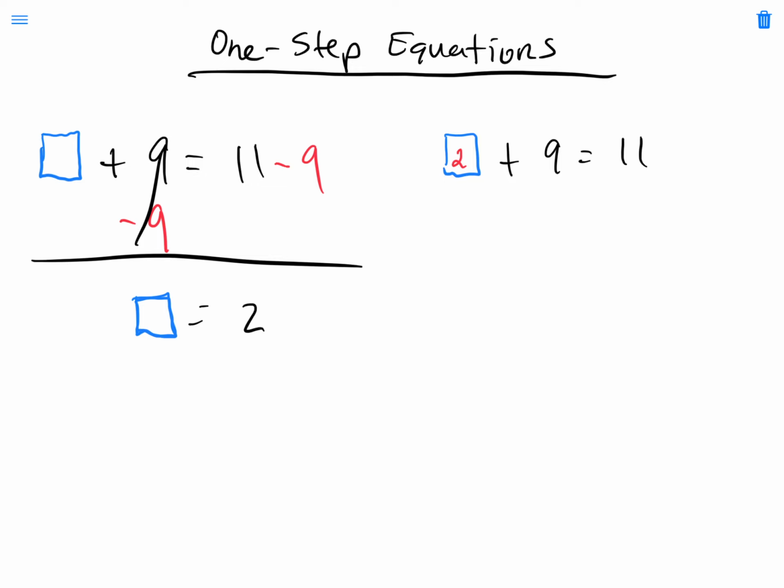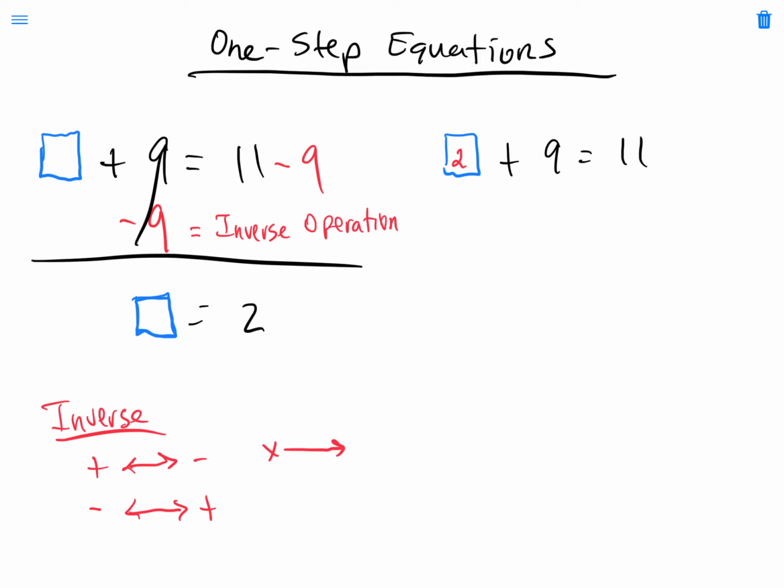This process here, where I subtracted the 9, is called the inverse operation. An inverse operation simply means I do the opposite. So the inverse of adding is to subtract, and of course, the inverse of subtracting is to add. Likewise, the inverse of multiplying is to divide, and the inverse of dividing is to multiply.